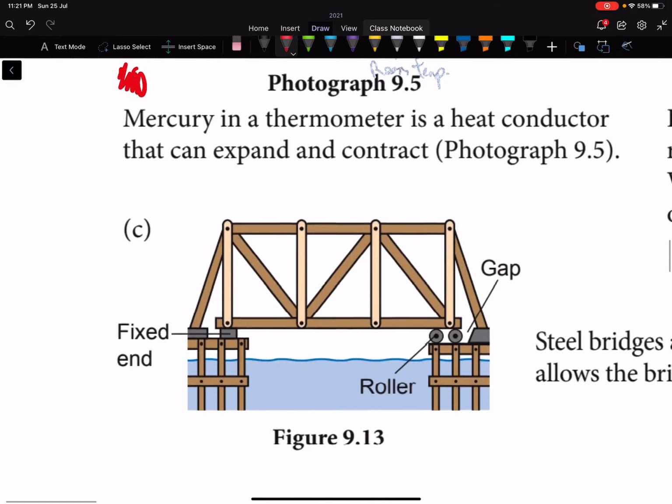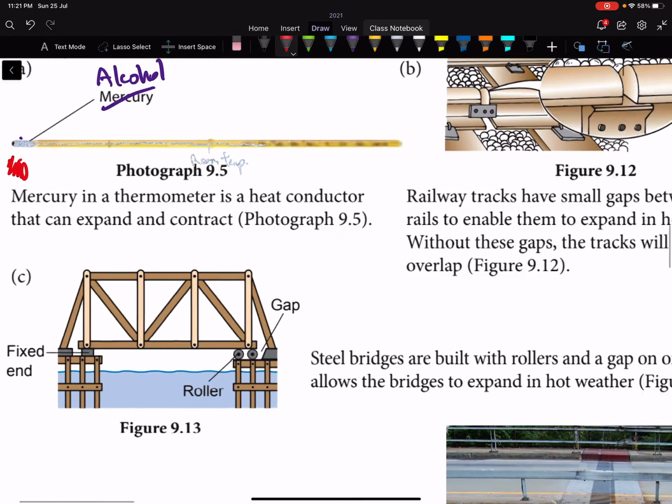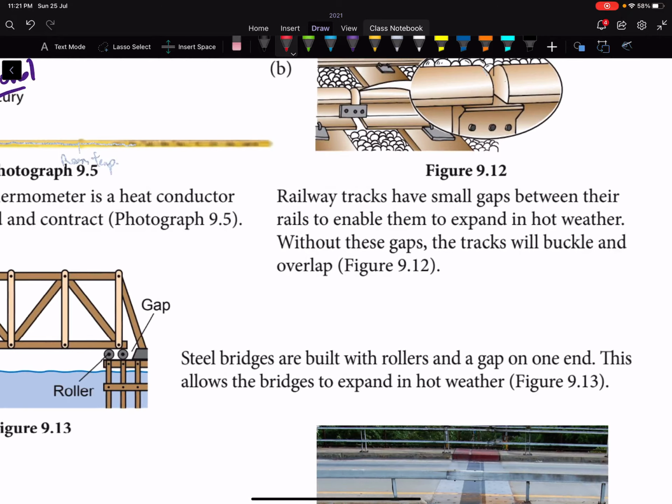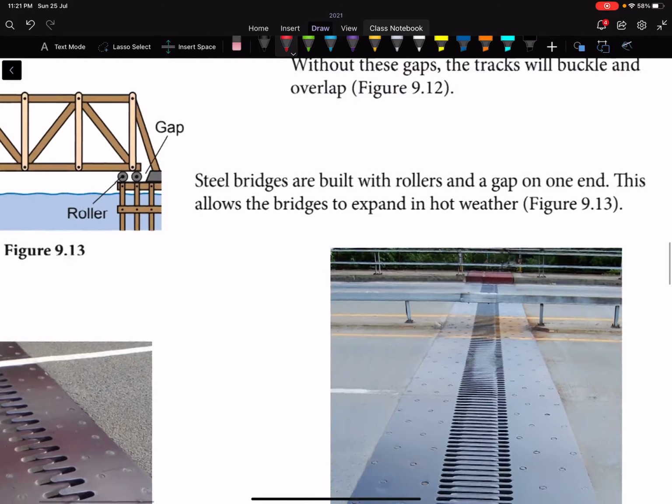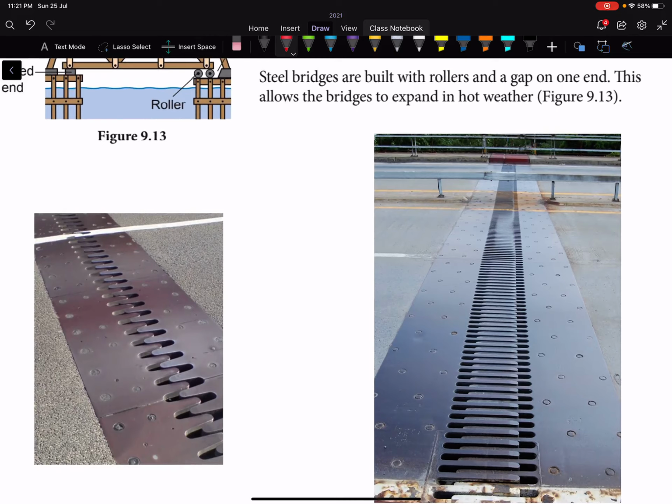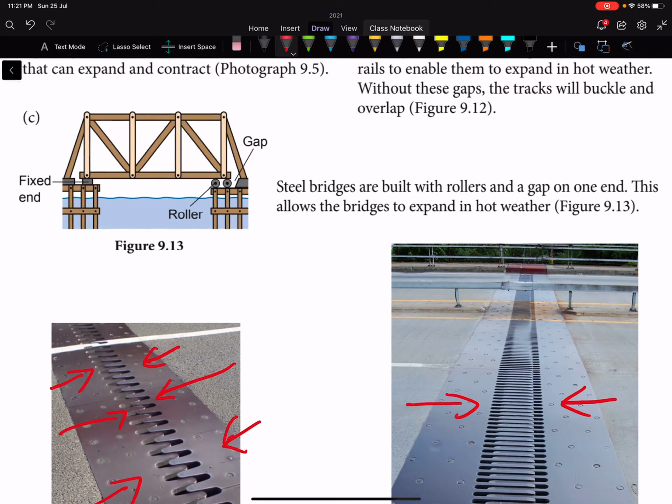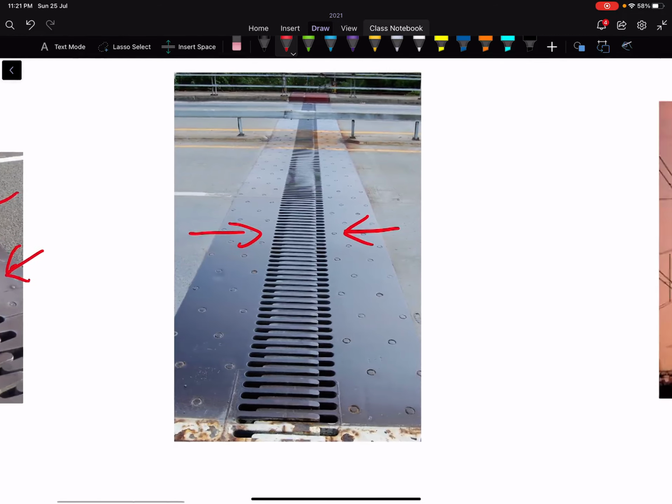Another example is your bridges. Steel bridges are built with rollers and gaps on the end. This allows the bridge to expand during hot weather. Have you ever seen this thing? If you go through any bridge on the road, sometimes you'll notice that there is this structure. What is this for? It is to allow the concrete and metal to expand in length. There's a small gap so it can actually move. If there's no gap, this bridge may actually bend out of shape. There's a very good video that I'm going to link along with the assignment, and I want you to watch that for further explanation.